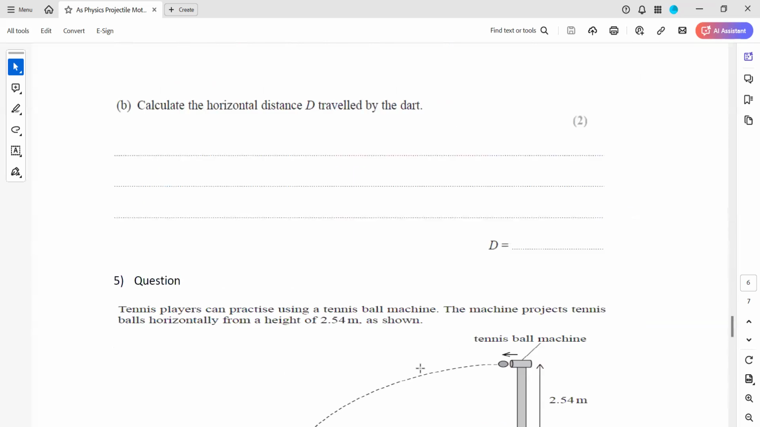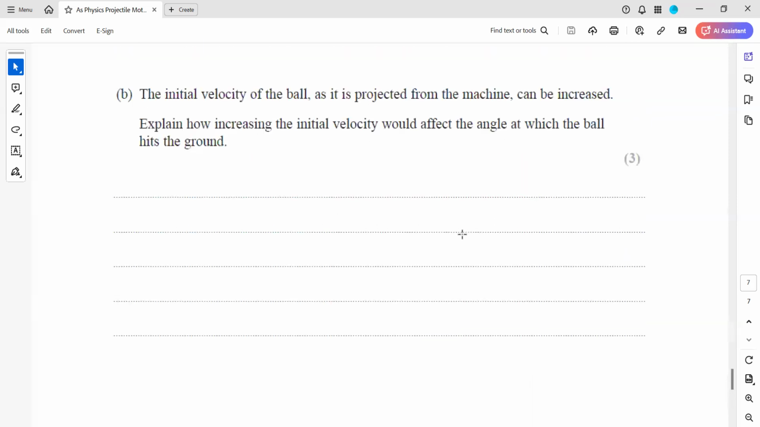Last part. Which question? The last question? Okay. Last page. The initial velocity of a ball as it is projected from a machine can be increased. Explain how increasing the initial velocity would affect the angle at which the ball hits the ground.